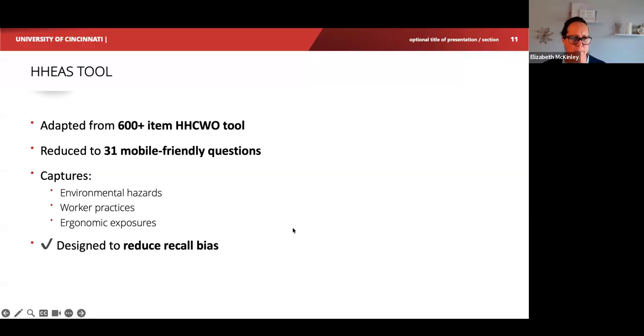The tool captured environmental hazards, worker practices, being, did they have their needle box right where they were working, or were they carrying a dirty needle across the room? And it was designed to really reduce recall bias.